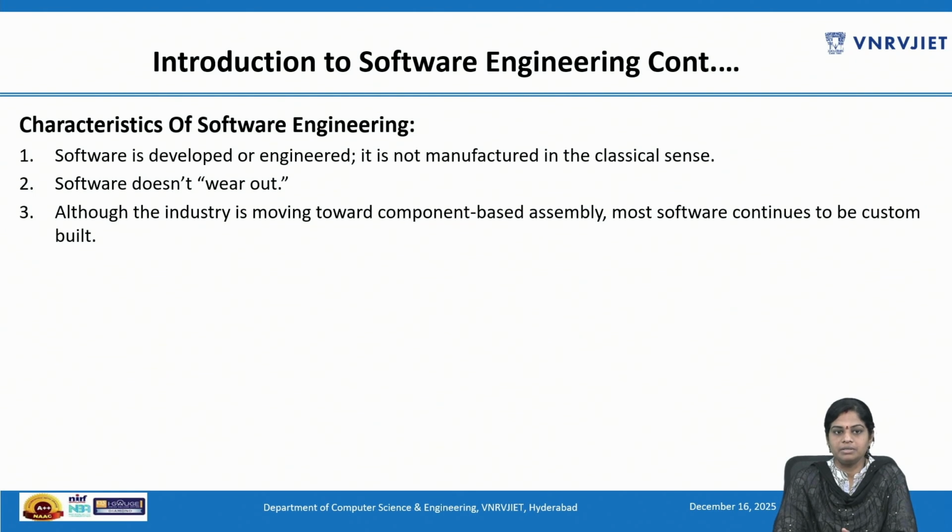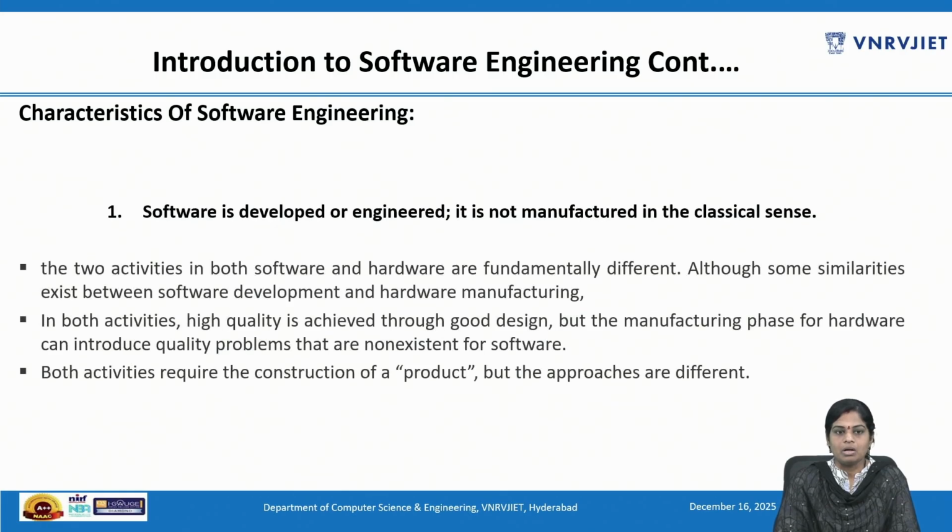So mainly there are three characteristics. The first one is that software is developed or engineered. It is not manufactured in the classic sense. The second one is that software doesn't wear out. Although the industry is moving to component based assembly, most software continues to be custom built. That is the third characteristic of software engineering. So now let us try to understand these characteristics in an elaborated way.